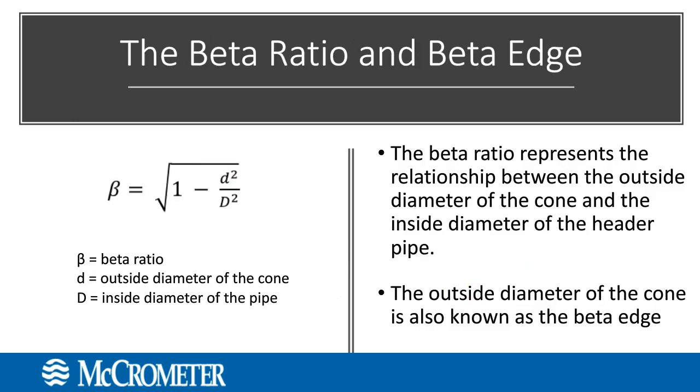One of the principal components of the VCone is the beta ratio. This is the ratio between the outside diameter of the cone and the inside diameter of the header pipe. Most specifically, because it's a variable outer diameter of the cone, we're specifically focused on what we call the beta edge. That's the very largest outside diameter of the cone.